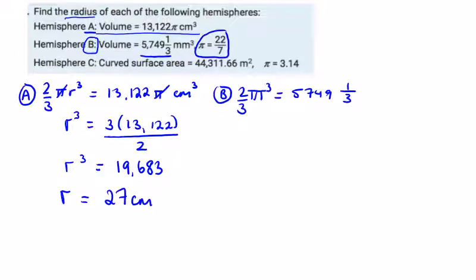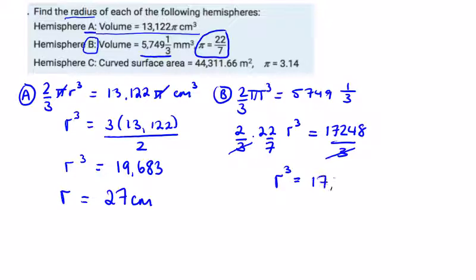So if we multiply that by 3, is there pi in here? No, there's no pi involved. Pi is 22/7. So 2/3 by 22/7 by r cubed is equal to, the right is going to be 3 by 5749, 17,247, 17,248/3. That means I could cancel my 3's, and I could say r cubed is equal to 17,248.